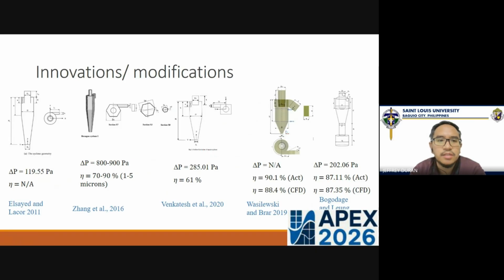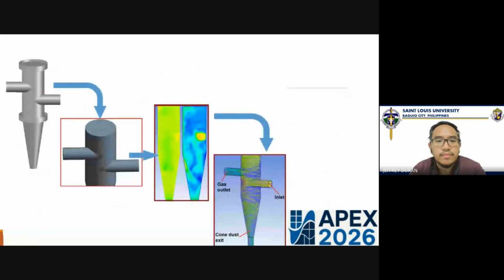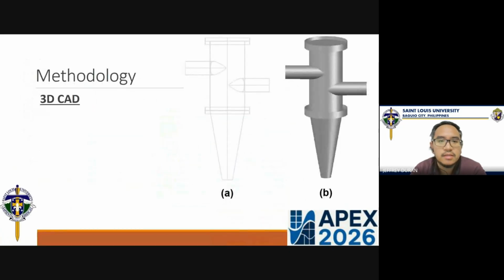These are just some of the innovations and modifications that have been done by other researchers such as Elsayed and Lacor, Zhang, Venkatesh, and others. This is just a presentation of our previously published study. However, this particular study is not yet optimized, and this is using a particular simulation software, which is ANSYS.